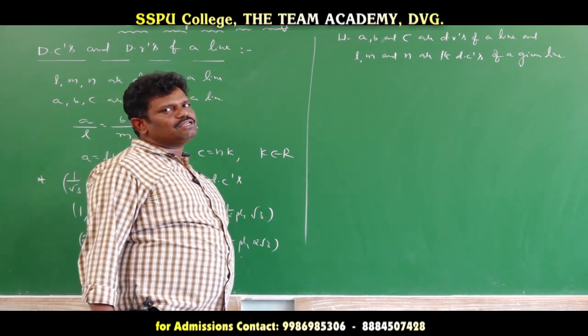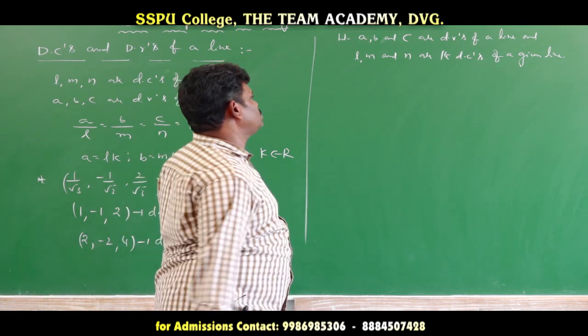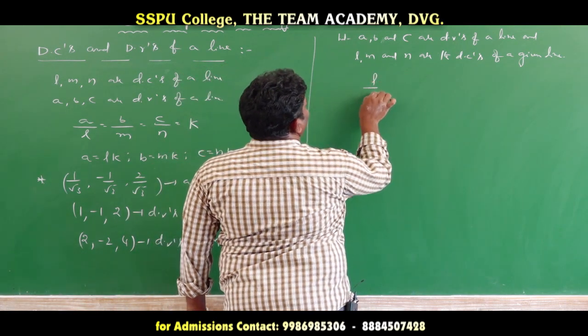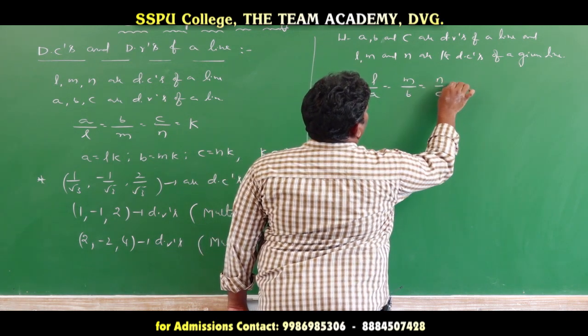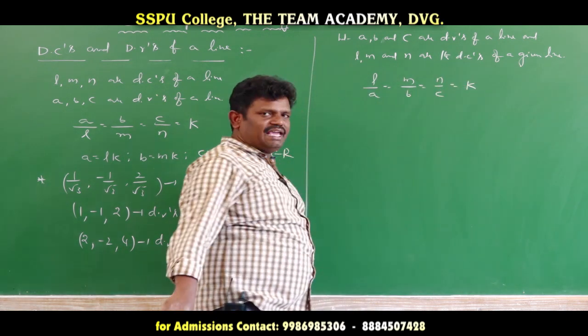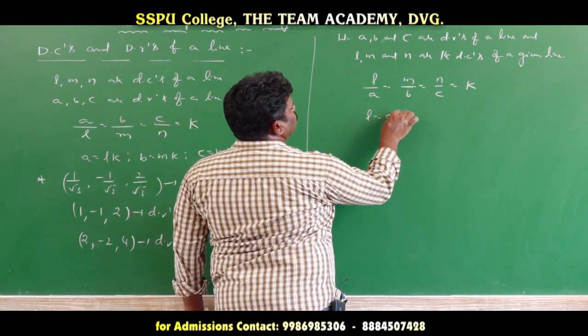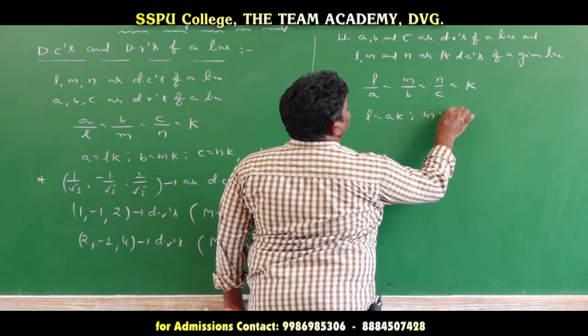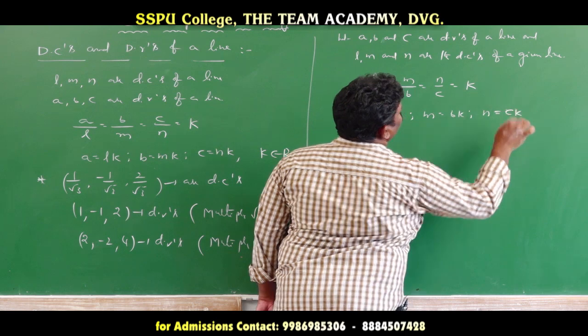Just now we revised the relation: direction ratios are proportional to direction cosines. So that's why we write l by a is equal to m by b is equal to n by c is equal to some k value. Now l is equal to a into k, m is equal to b into k, n is equal to c into k.